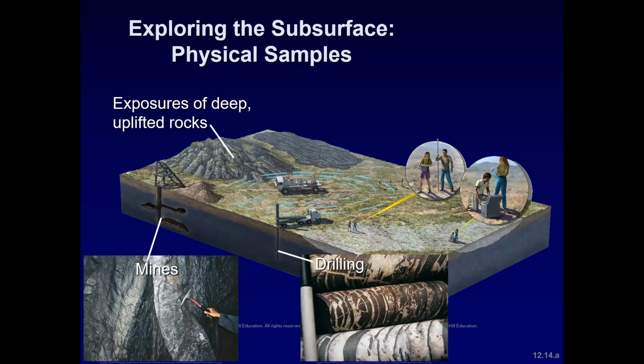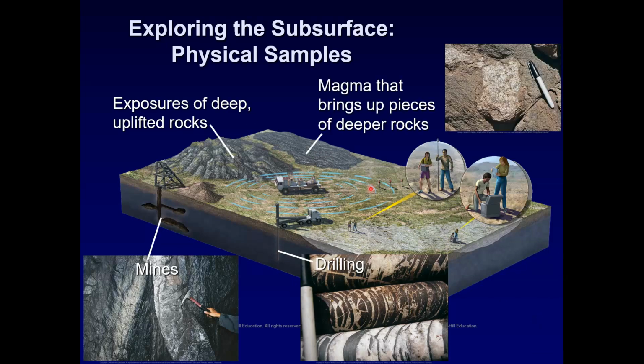Let's see. You can drill cores out and look at the rocks here, look for anything that's offset. And then magma can bring up pieces of deeper rocks as well, like that principle where a younger rock can contain pieces of an older rock. So that gives us a picture of the geology in a fault zone.